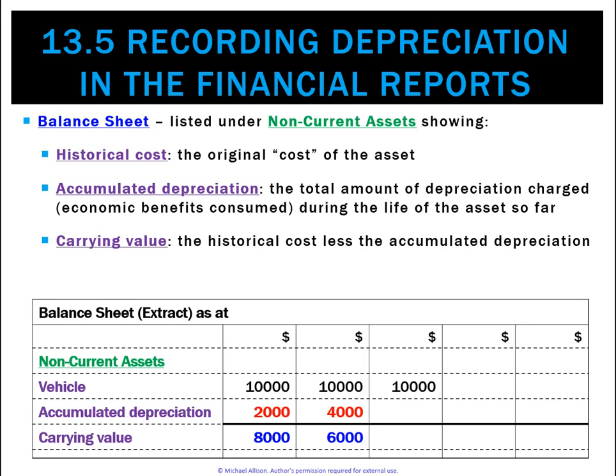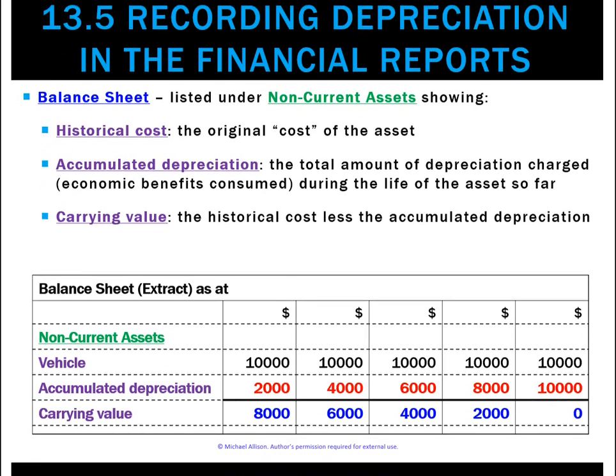In the third year, the cost remains the same. We add $2,000 to depreciation to give us a carrying value of $4,000. In the fourth year, the cost is the same. We've now depreciated $8,000, which leaves a carrying value of $2,000. And in the final year, we've got a $10,000 vehicle. We've now consumed or used all of it, so accumulated depreciation is $10,000. That leaves a carrying value of $0.